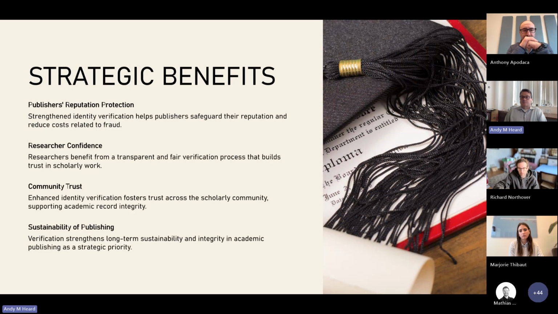So the identity verification offers significant benefits. Researchers gain confidence in a fair and transparent process. We hope that's what they feel. And the community benefits from enhanced trust in the scholarly record. And it supports a long-term integrity and sustainability of academic publishing.